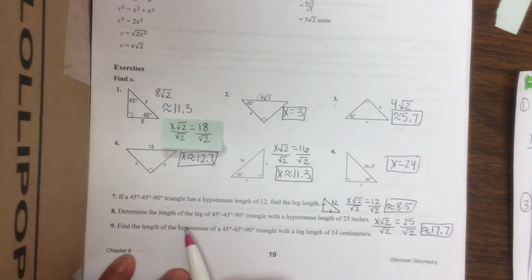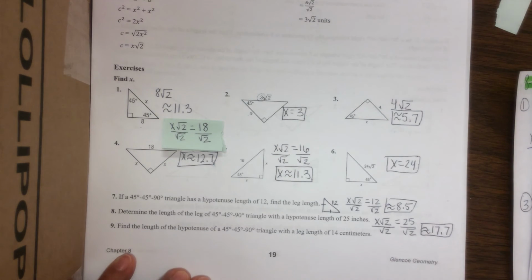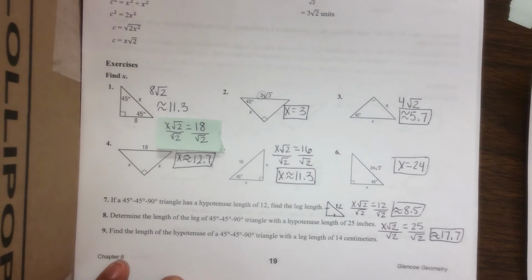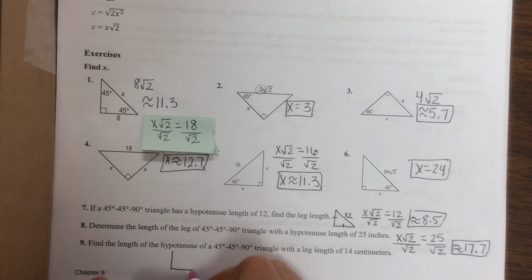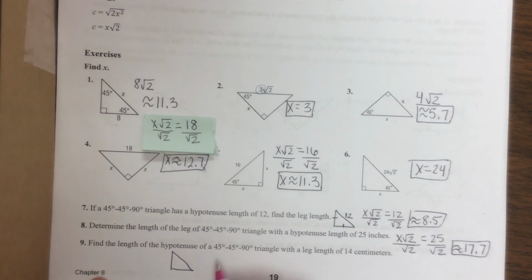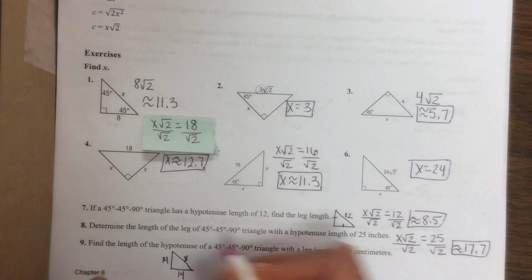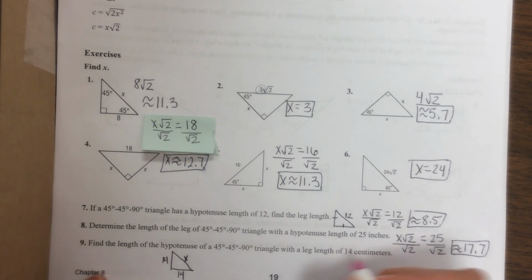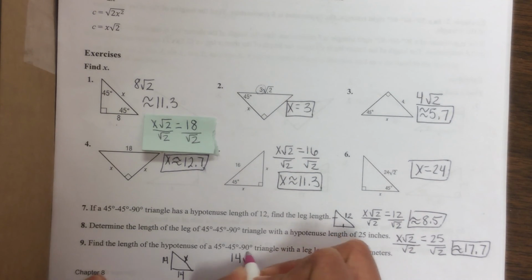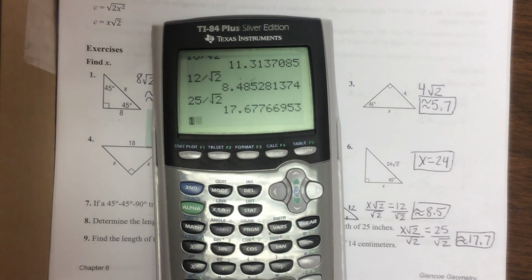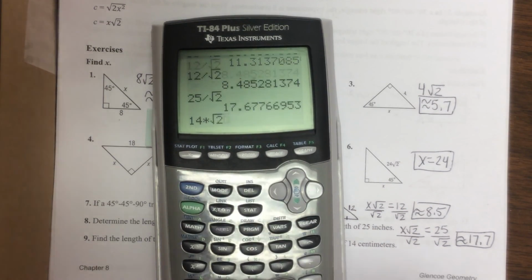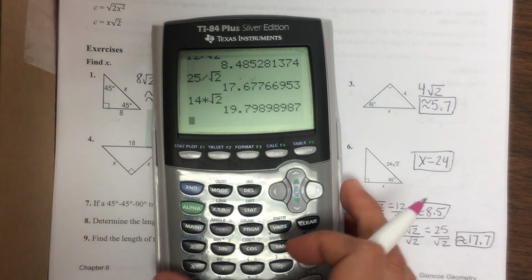Number 9, find the length of the hypotenuse of a 45-45-90 degree triangle with the leg length of 14 centimeters. Of course, if we draw this again, it's saying that the leg, so one of these is 14, and of course the other one will be congruent too. It's asking us to find the hypotenuse. So we can take the 14 and multiply it times the square root of 2. When we type that into our calculator, that gives us approximately 19.8.